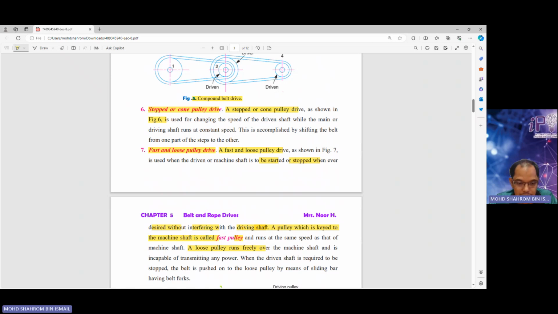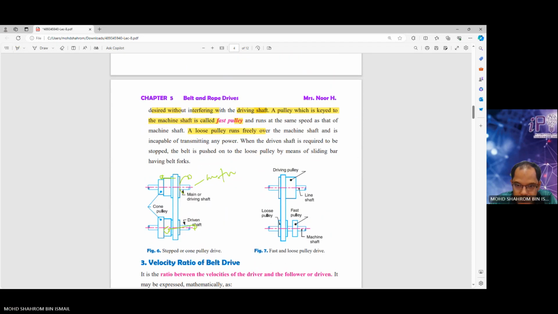When the drive shaft is required to be stopped, the belt is pushed on the loose pulley by means of sliding bar, having belt forks. What I mean by that? Let's see. So here is a fast and loose pulley drive. We got machine shaft. This is fast pulley and this is loose pulley. Okay. What I'm trying to say here is a loose pulley runs freely over the machine shaft. Right? The loose pulley runs freely over the machine shaft and is incapable of transmitting any power.